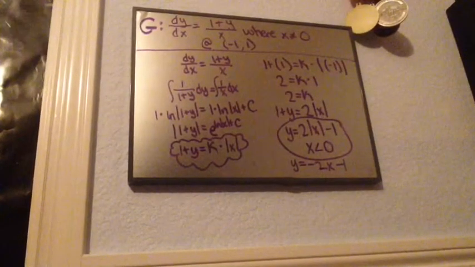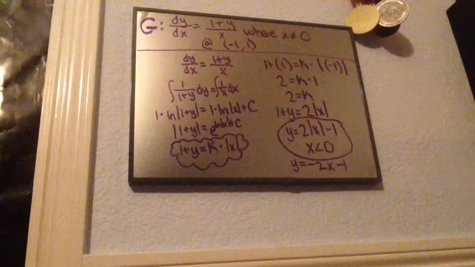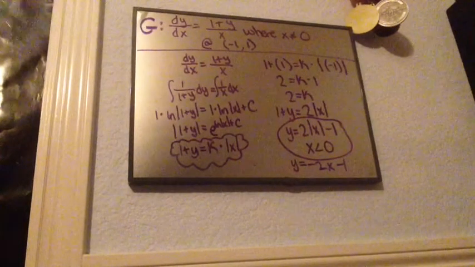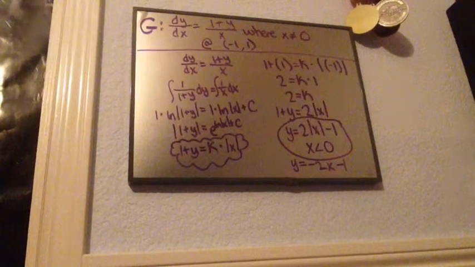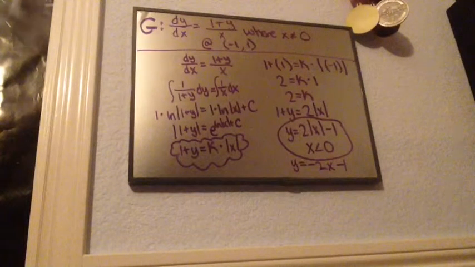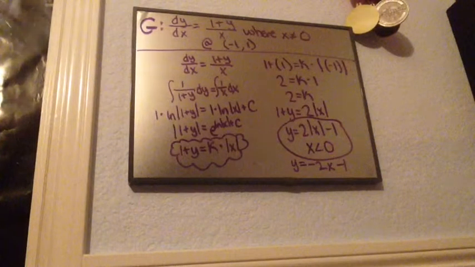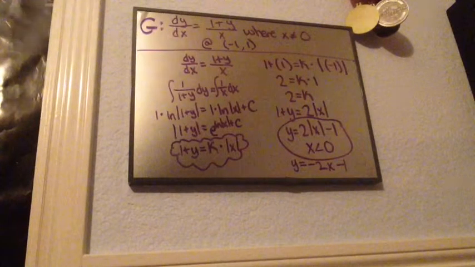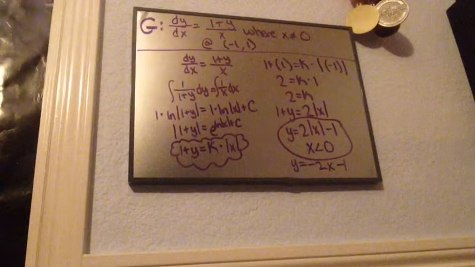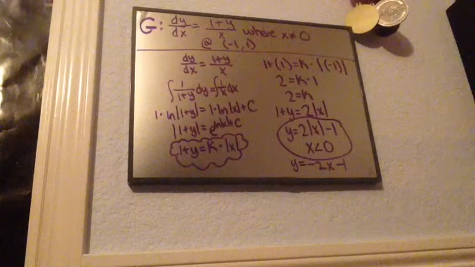Now this is part B of this problem. For this part, we're given that the derivative is 1 plus y over x when x does not equal 0, and we also have the point (-1, 1). So what we want to do is integrate that derivative. We're going to isolate the 1 plus y and the x and try to get the dy and the dx on each side. So then we get 1 over 1 plus y dy equals 1 over x dx.